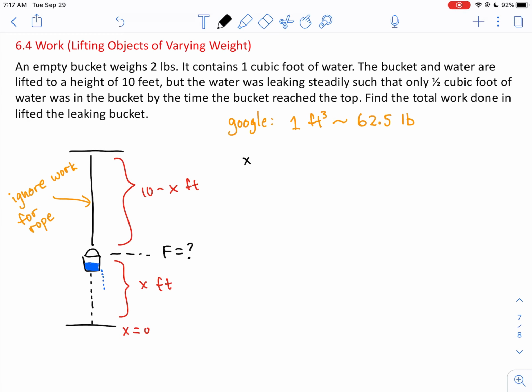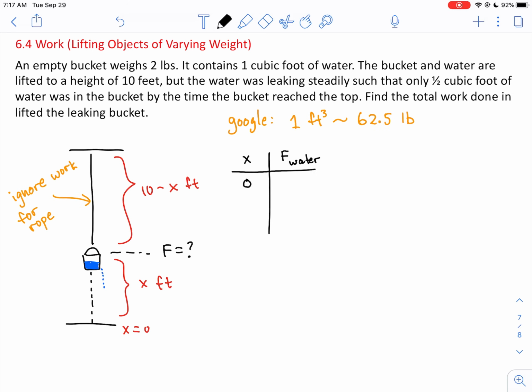One way is to make a table of points and to do a linear approach. When the bucket is at the bottom, when X is at 0, then we know that the weight of the water is about 62.5. And by the time the bucket gets to the top, so by the time X grows to 10, we've lost a 1/2 cubic foot, which means that we only have half as much weight. So cut 62.5 in half and we have 31.25. What I'm effectively going to do here is figure out a linear equation between F and X. We know that by the time X is 10, our force is one amount. When X was 0, our force was a different amount. So I'm going to find the linear equation that connects these dots.